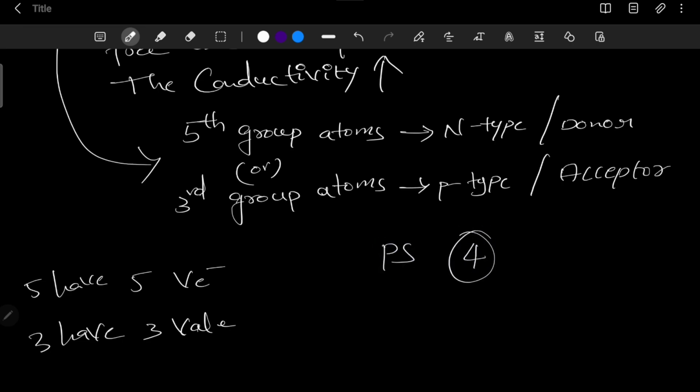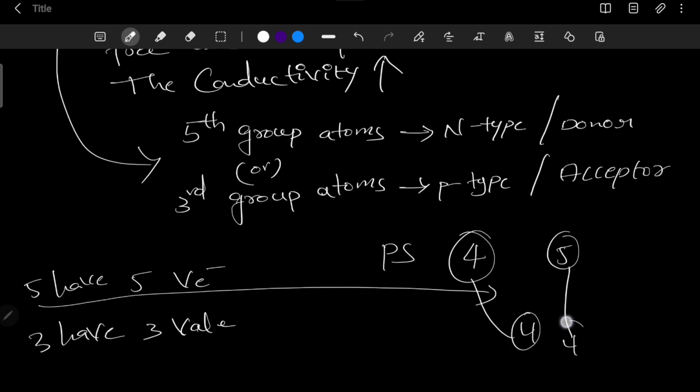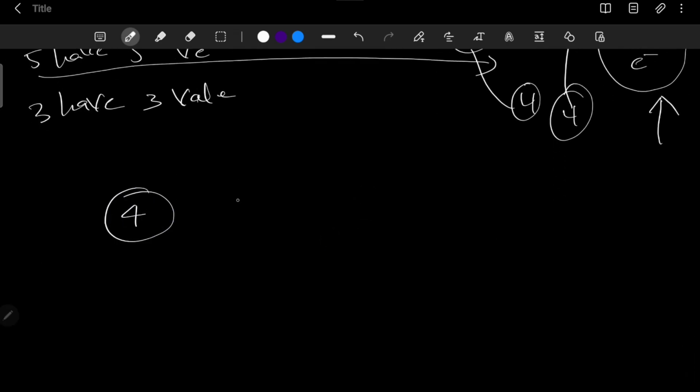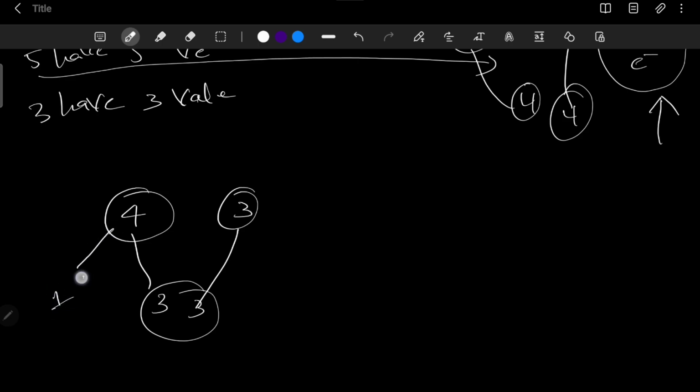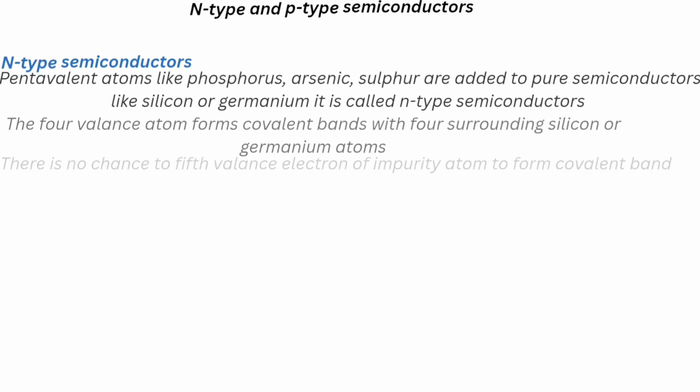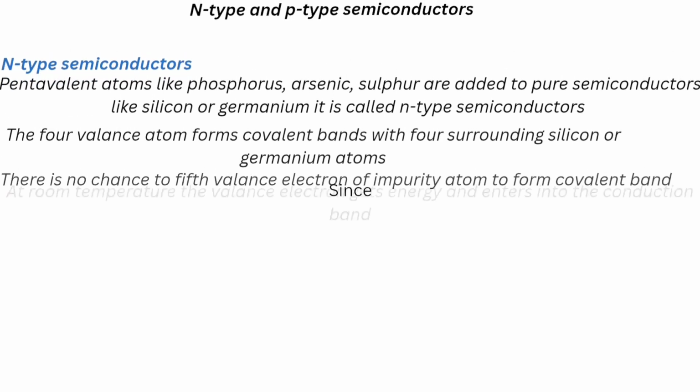The pure semiconductor has 4 valence electrons, while the impurity has 5. So here 4 and here 4 will form covalent bonds, and one free electron will be obtained. That free electron will improve the conductivity. Coming to the third group element, we have 3, and they will form covalent bonds, and one will improve the conductivity. Now we will see n-type and p-type semiconductors in detail.